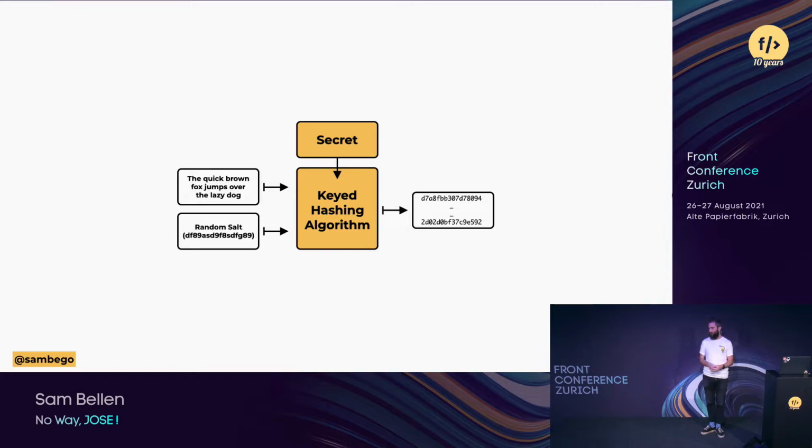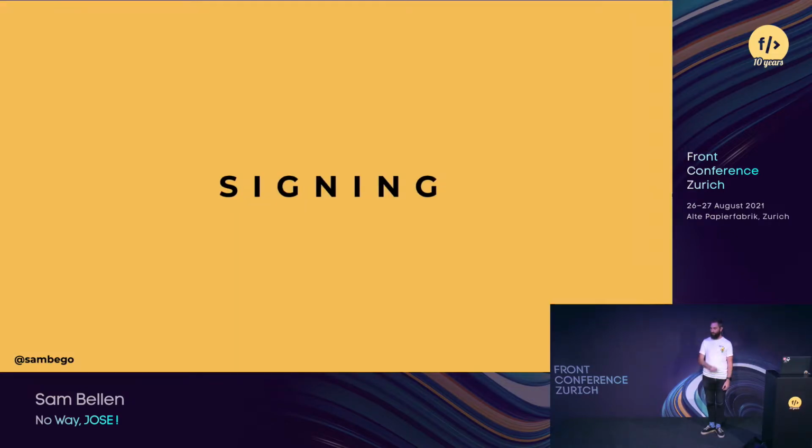And this is how it looks together with the input. You add a random salt, a random data, to the keyed hashing algorithm, and you get your output as previously mentioned. Cool. Hashing, keyed hashing.